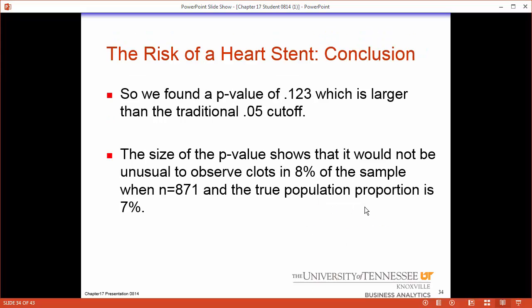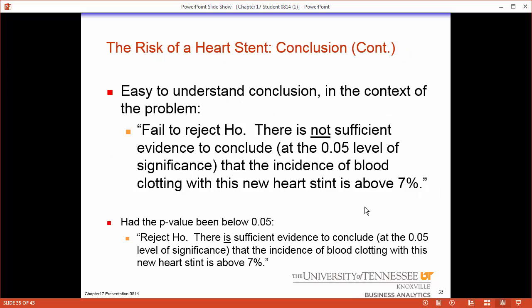This was not beyond our cutoff. We would have needed a p-value below 0.05. So as we said, we fail to reject the null. There is not sufficient evidence. So when you fail to reject the null, you will not show evidence for the alternative. So you can just leave it at that a lot of times. I fail to reject the null, and you could say, I continue to believe that the true proportion of people who receive blood clots is 0.07.